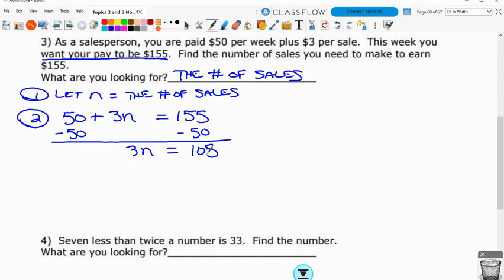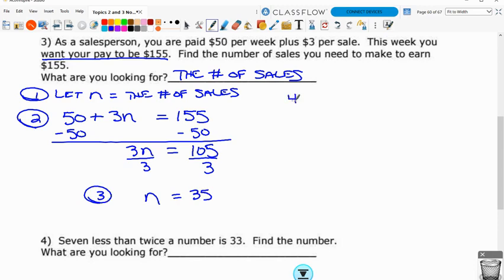Now we need to get the value of n. n right now is being multiplied by 3, so we're going to go ahead and divide by 3 on each side. When we do that on the left, 3n divided by 3 is our 1n. 105 divided by 3, n equals 35. And so there's step number 3. We just solved the equation.